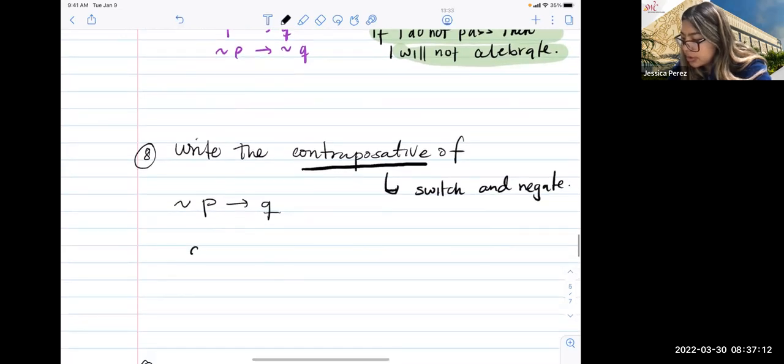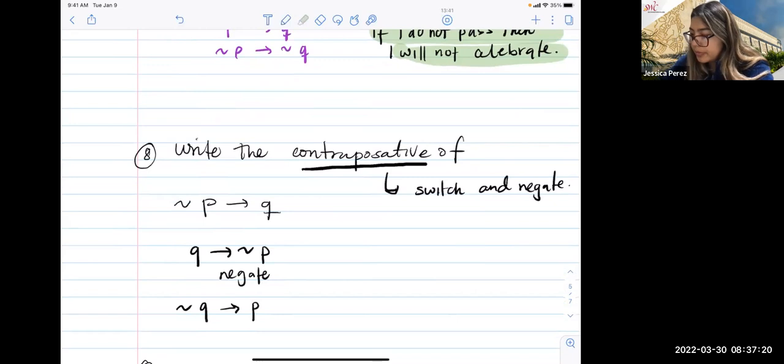So then you switch and then negate. So not Q implies P, and this is your answer. If you're given a statement like not P implies Q, you first switch it and then negate it. So I switched, sorry, Q implies not P, and then I negate it. So the negation of Q would be not Q, and then negating gives your original P. Okay.